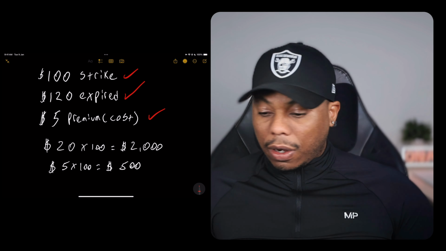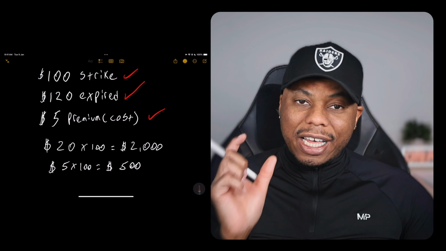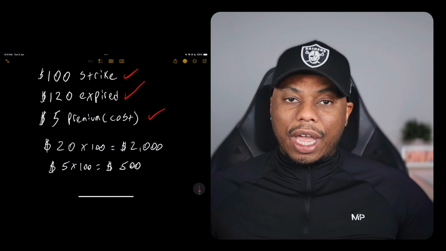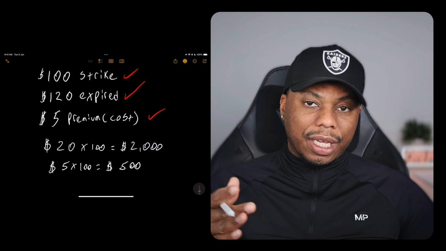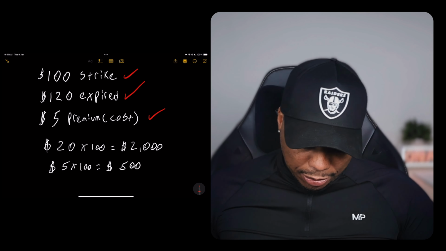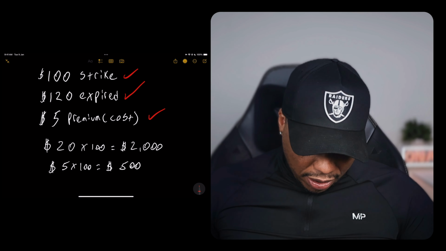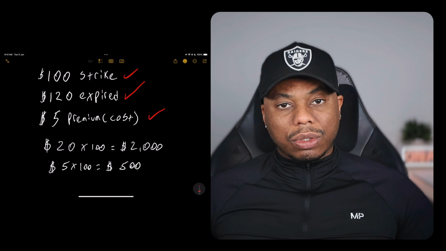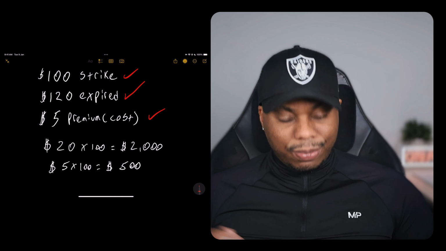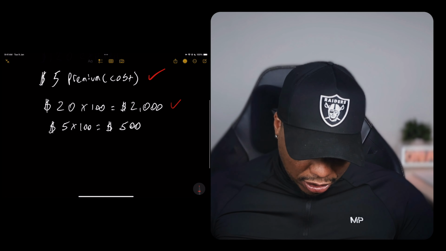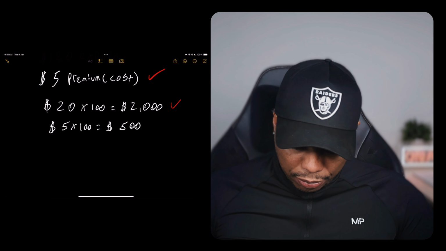But here's where it gets fun, right? Because like we always talk about with options, each contract is worth 100 shares, meaning that I made 20 times 100. So 20 times 100 is 2,000, right? Inside of there. And then I have 5 times 100 is what I paid. So without being a mathematician up in this piece, it's pretty simple to look at it.